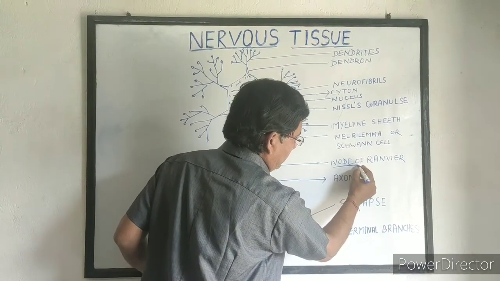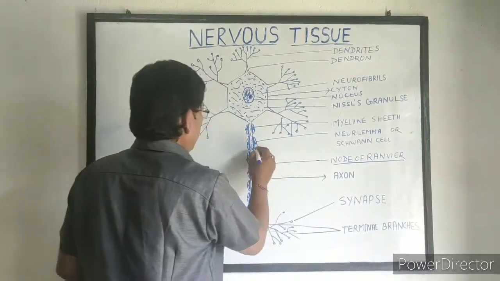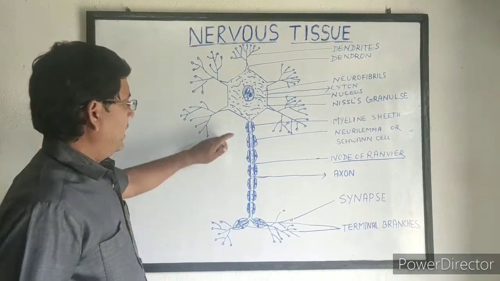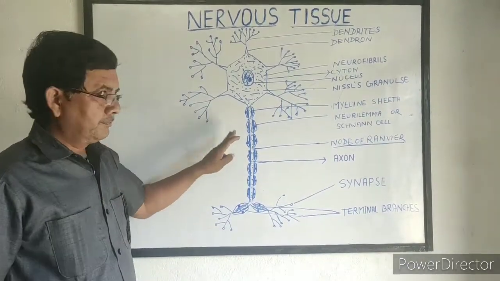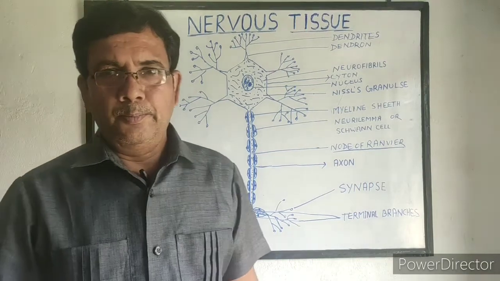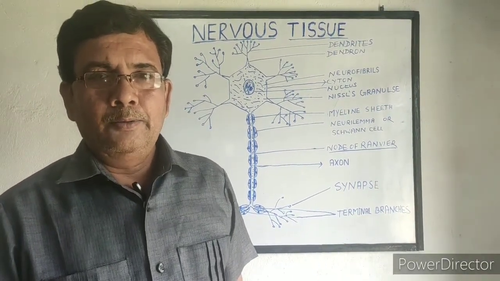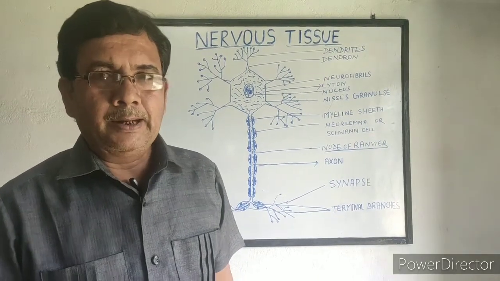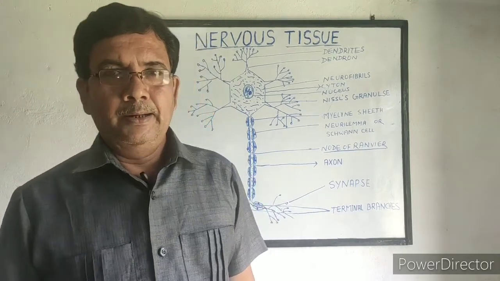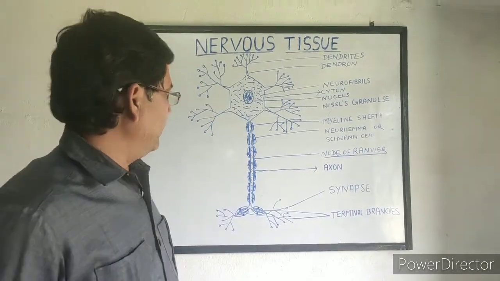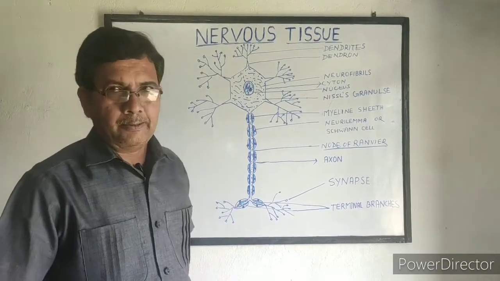Nodes of Ranvier are those places on the axon where both the myelin sheath and neurilemma are absent. In some nerve fibers, both coverings are absent. The nerve fibers which do not have the coverings are called non-medullated nerve fibers, and the fibers which contain both coverings are called medullated nerve fibers.